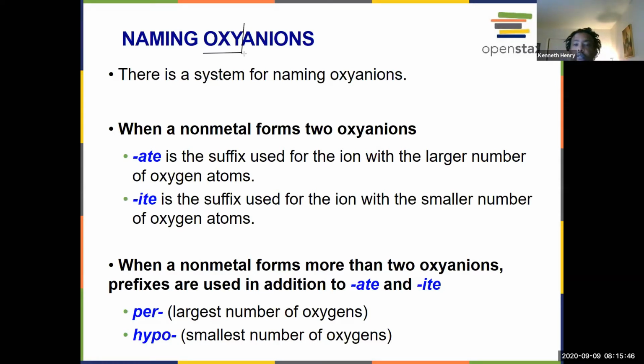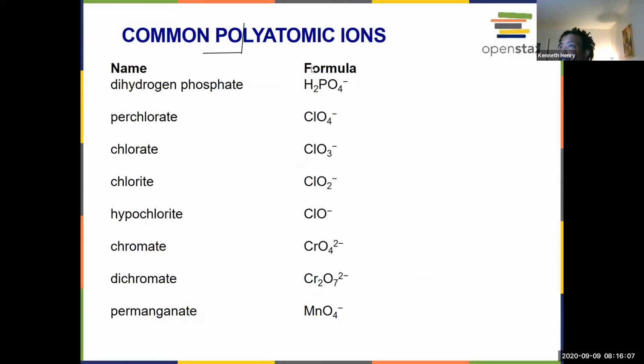So an oxyanion has to have oxygen and it has to have a negative charge associated with it. Pretty simple, not too hard to remember: oxygen and a negative charge. Let's go back to the slide prior. In this case, all of these are oxyanions.